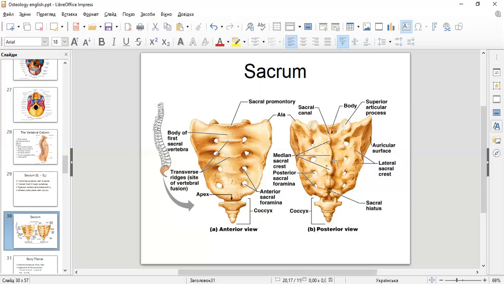Posteriorly, you can see medial sacral crest, intermediate sacral crest, lateral sacral crest, auricular surface, superior articular process, sacral canal, sacral hiatus, coccyx.